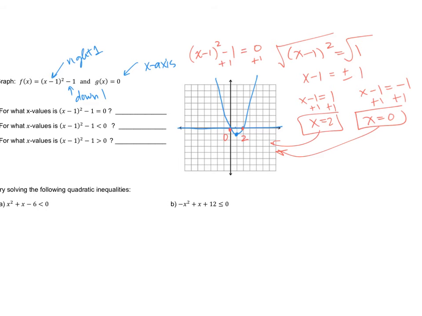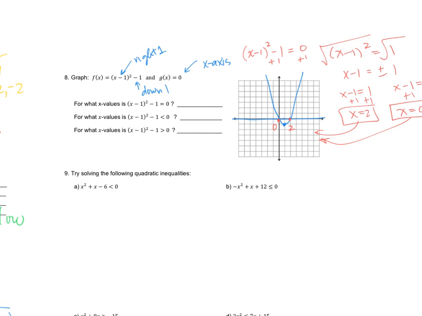So again, as soon as we know where we equal that number, then we're just going to be looking above and below. So this is saying less than 0, that's below. So that's going to be everything between 0 and 2. Then we're going to look up above. So that's going to be from negative infinity to 0, union 2 to infinity.